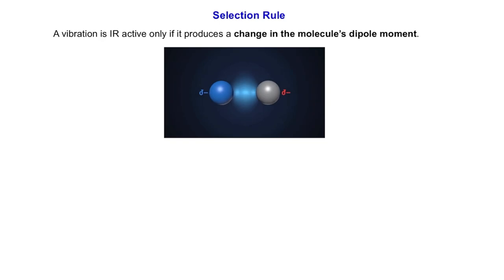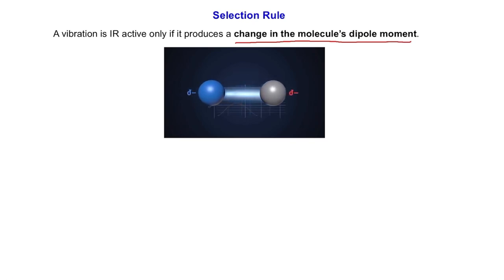So this brings us to the IR selection rule, which is simpler than it sounds. A vibration is IR active only if it produces a change in the molecular dipole moment. So the molecule's dipole moment should change during vibration. This is the selection rule.